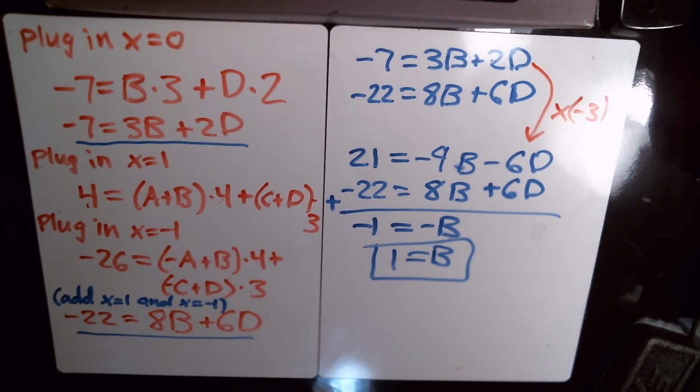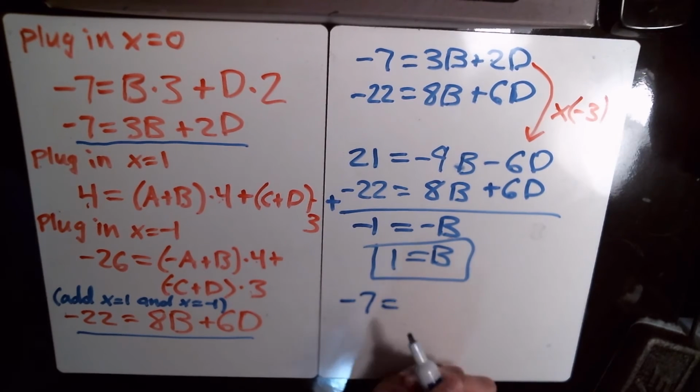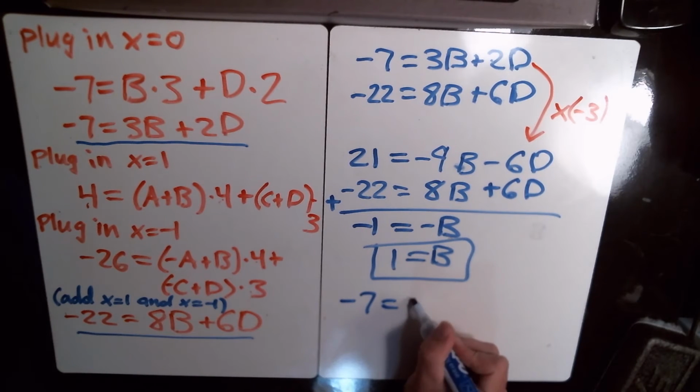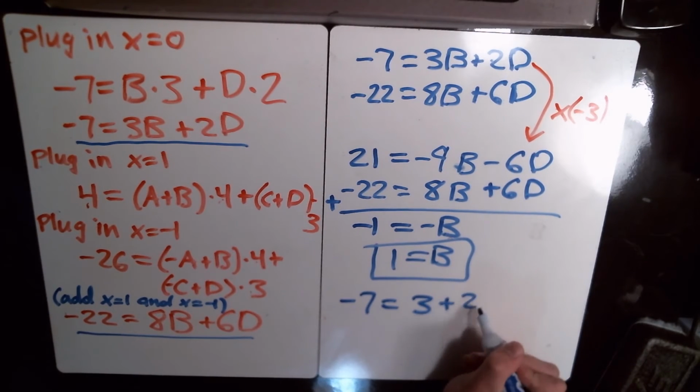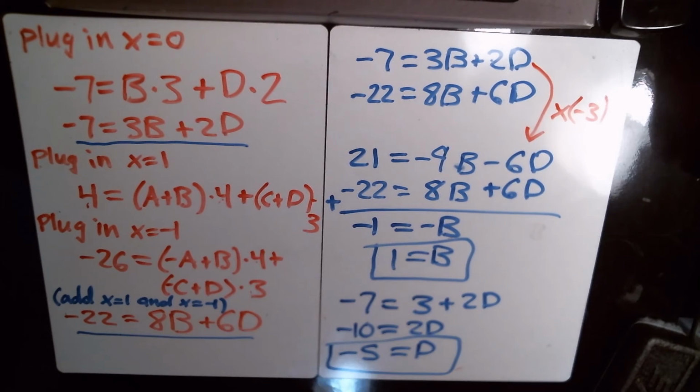So then what's d? D we can find by plugging in this b equals 1 and then solving for d. So, I don't know, we'll maybe do the top one. So we get negative 7 is b times 1 is 3 plus 2d, subtract over the 3, so we get negative 10 is 2d, so then d is negative 5. Okay? So that's half the battle. We got b and d. Okay?